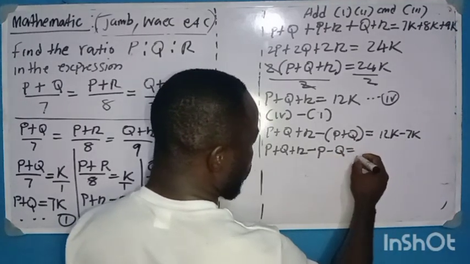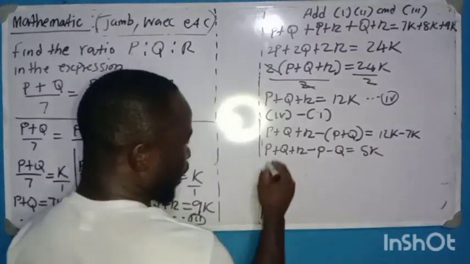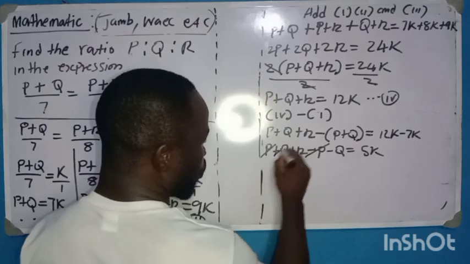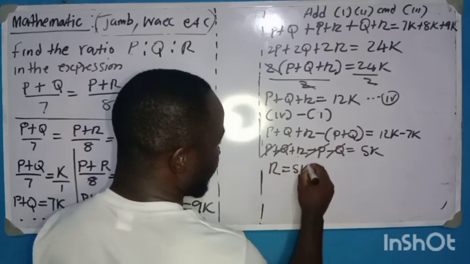that is going to be 4K, right? No, 5K. That is 5K. So you see that P will go with P here and Q will go with Q here. You're left with just R. So R is equal to 5K.